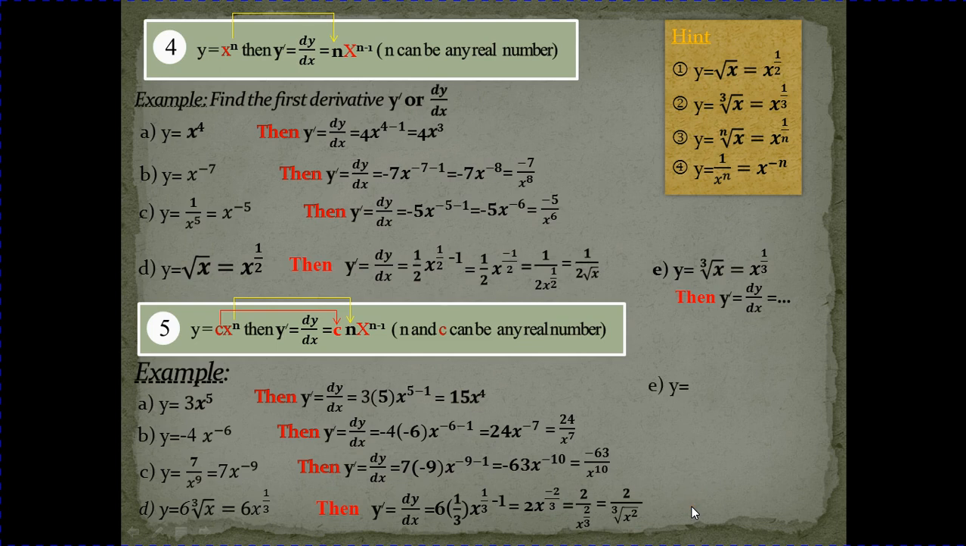The next example, y equals negative 8 root x, it will be changed into negative 8 x power half. Then y dash equals what? I leave it for you to solve. Next example, y equals 12 over cube root of x, it will be changed into 12 over x power 1 over 3, and you can bring it up, it will be 12x power negative 1 over 3. To get y dash, I leave it for you to solve and tell me later the answer.